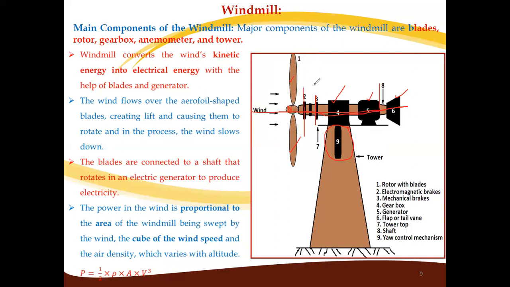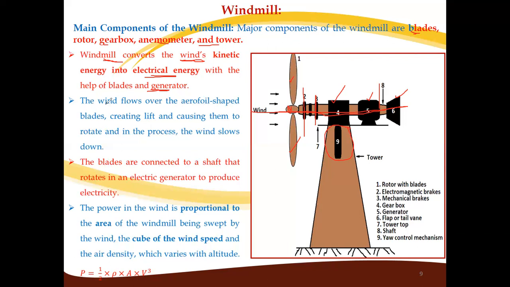So the major components of these windmills are blades, then rotor, then gearbox, tower, anemometer. These are some of the main components of the windmill. Now, what is a windmill? A windmill is a device which converts wind's kinetic energy into electrical energy with the help of blades and a generator. So the kinetic energy of wind strikes the blades, and by using the generator, we can convert this kinetic energy into electrical energy.